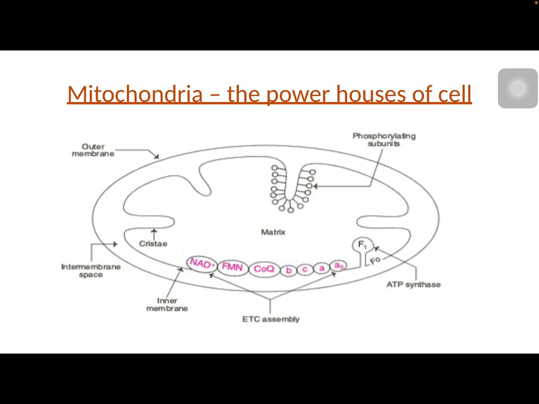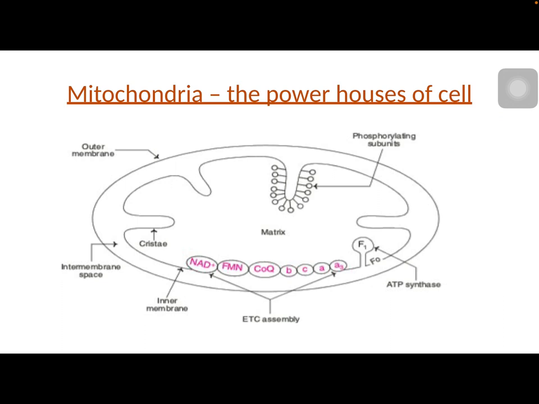When you see the structure of mitochondria, as you are aware, it has different distinct parts. One is the outer membrane and the inner membrane. The inner membrane has finger-like projections inside, called cristae, and the central part is called the matrix. In the inner mitochondrial membrane, you can see NAD, FMN, coenzyme Q, cytochrome B, cytochrome C, cytochrome A, and cytochrome A3 assembled in a sequence. This is what we call the electron transport assembly.